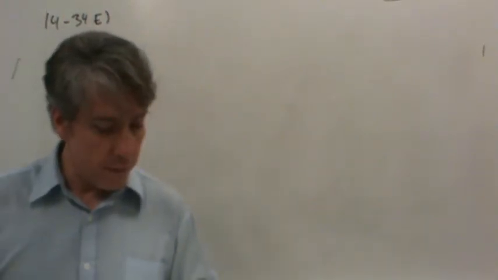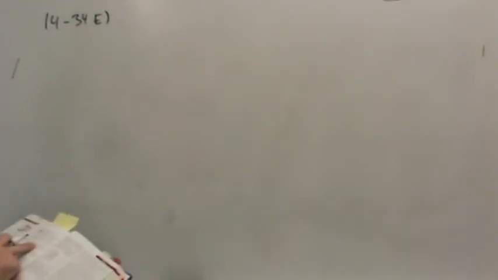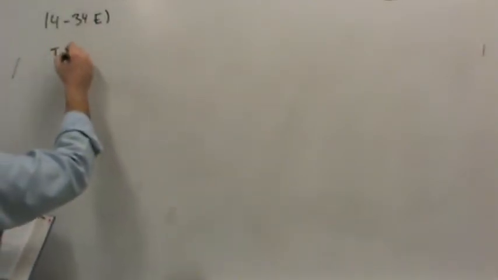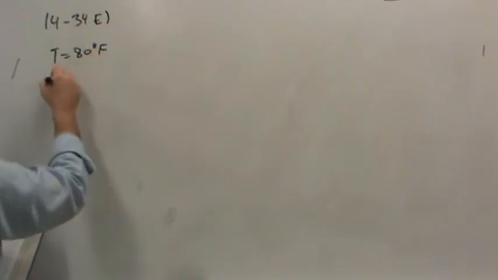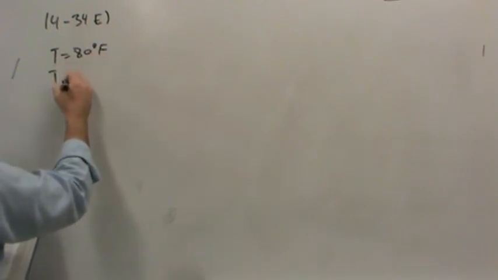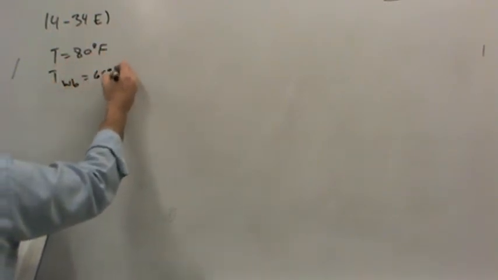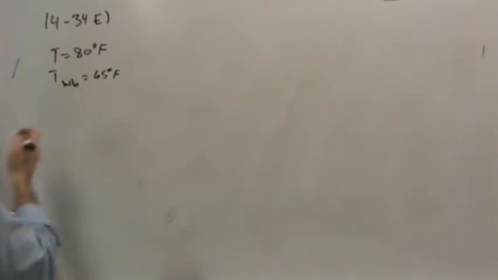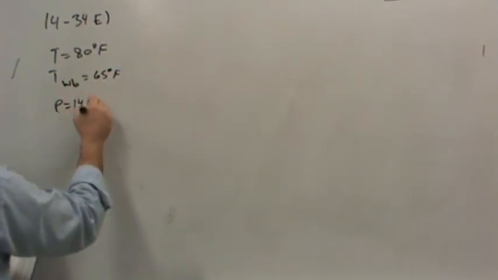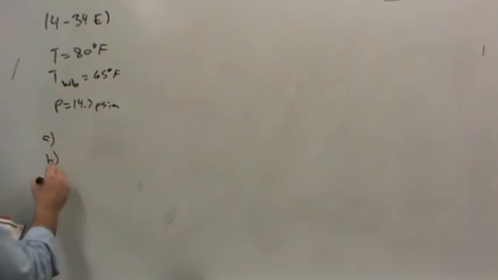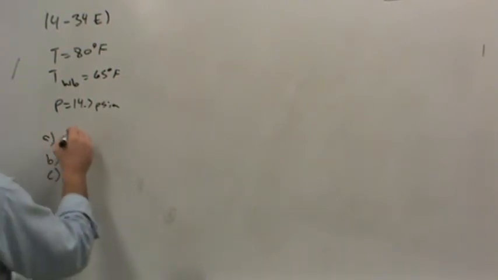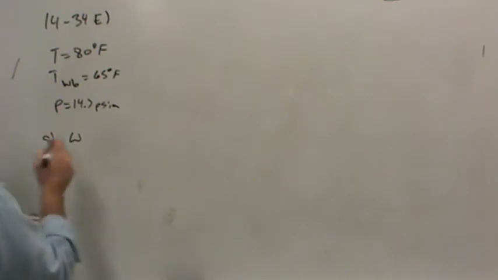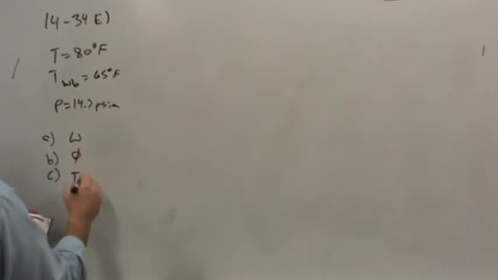All right, this is problem 14-34E, on page 756. The air in a room has a dry bulb temperature of 80 degrees Fahrenheit, a wet bulb temperature of 65 degrees Fahrenheit, and a pressure of 14.7 psia, and we're supposed to do the same thing we did in the last problem. We're supposed to determine the absolute or specific humidity, the relative humidity, and the dew point temperature.